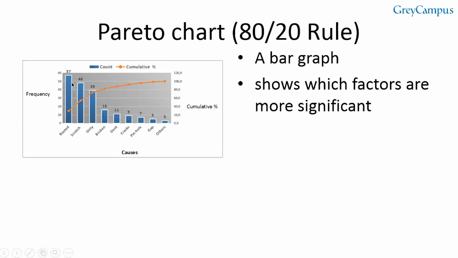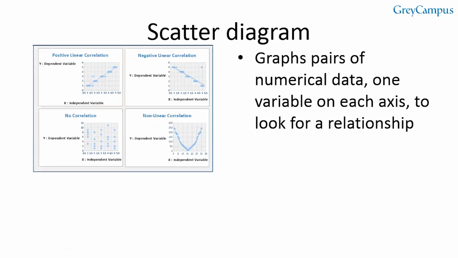If someone wants to take the time right now to add the total of each bar, 57, 48, 39, 16, let's see, it'll bring us on to 100. That's 95 right there.